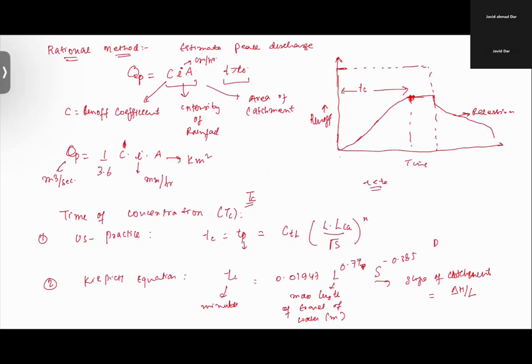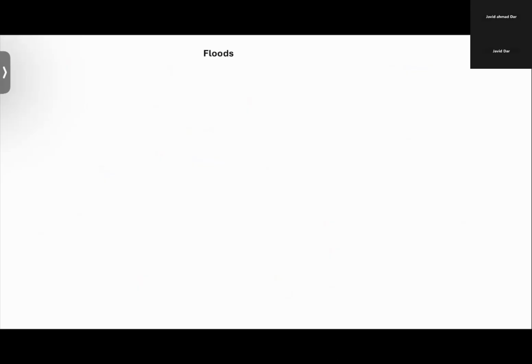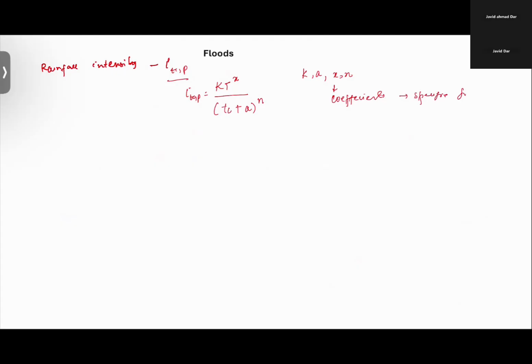Now, if you look into the equation, one thing we found is the Tc, which is the time of concentration, but we also need to find the intensity of rainfall. I can write the rainfall intensity I for Tc comma P. This is your rainfall intensity, and this is written as K T whole raised to the power x, divided by Tc plus a whole raised to the power n. This is one of the ways you can calculate it. Now this K, a, x and n are the coefficients in this equation, but these are specific for a given catchment.